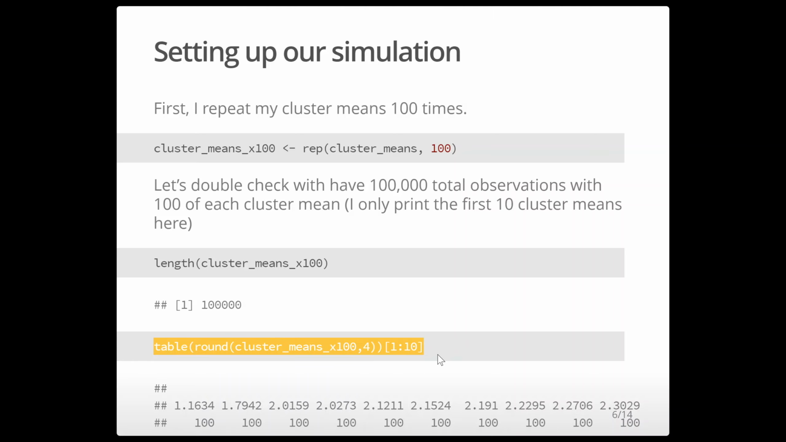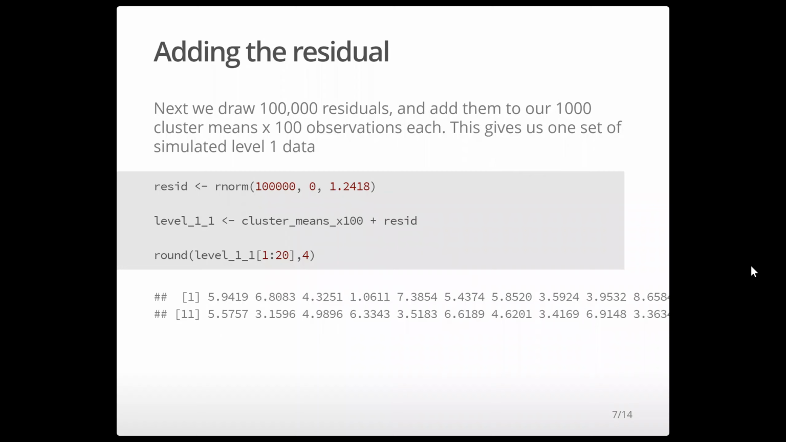I check that with a frequency table. I only look at 10 of the observations just to keep the screen from getting overly cluttered. And I see that I have 100 observations of each of these values. So everything looks good so far. Now what I need to do is take these cluster means, which are repeated 100 times each, and perturb them with this residual error. So each individual observation now has a little bit more error above and beyond the variability in the cluster means.